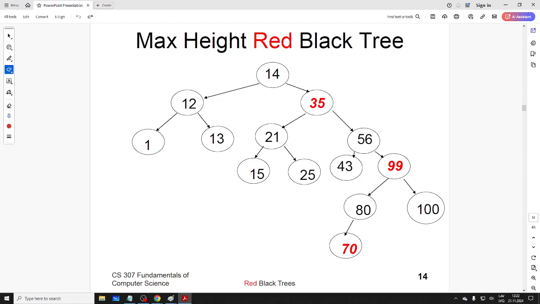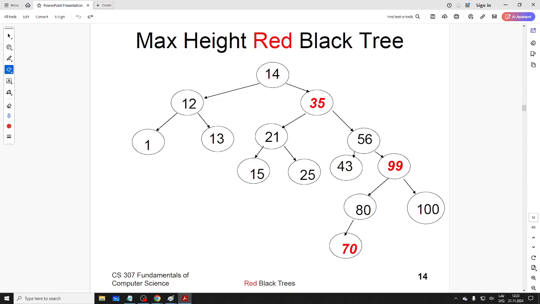Is this perfect binary? No. Is it full? No. Is it complete? No, of course. But it is relatively balanced. It's simply full of black nodes, right? So this demonstrates actually the maximum height or maximum imbalance, right?